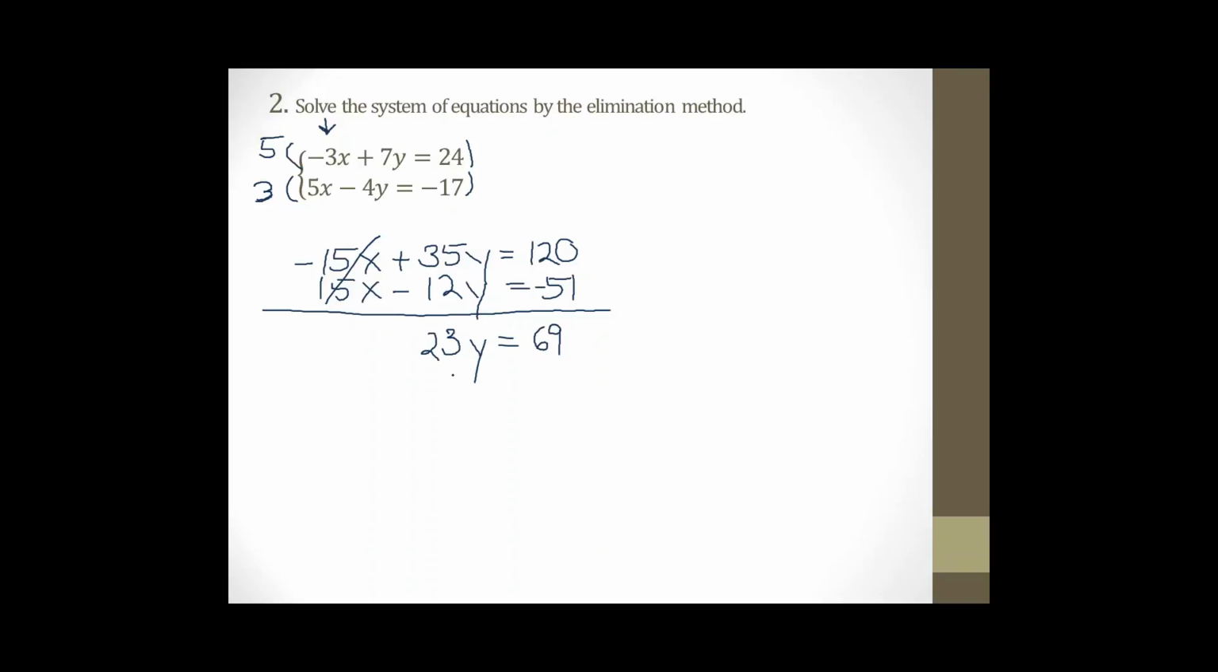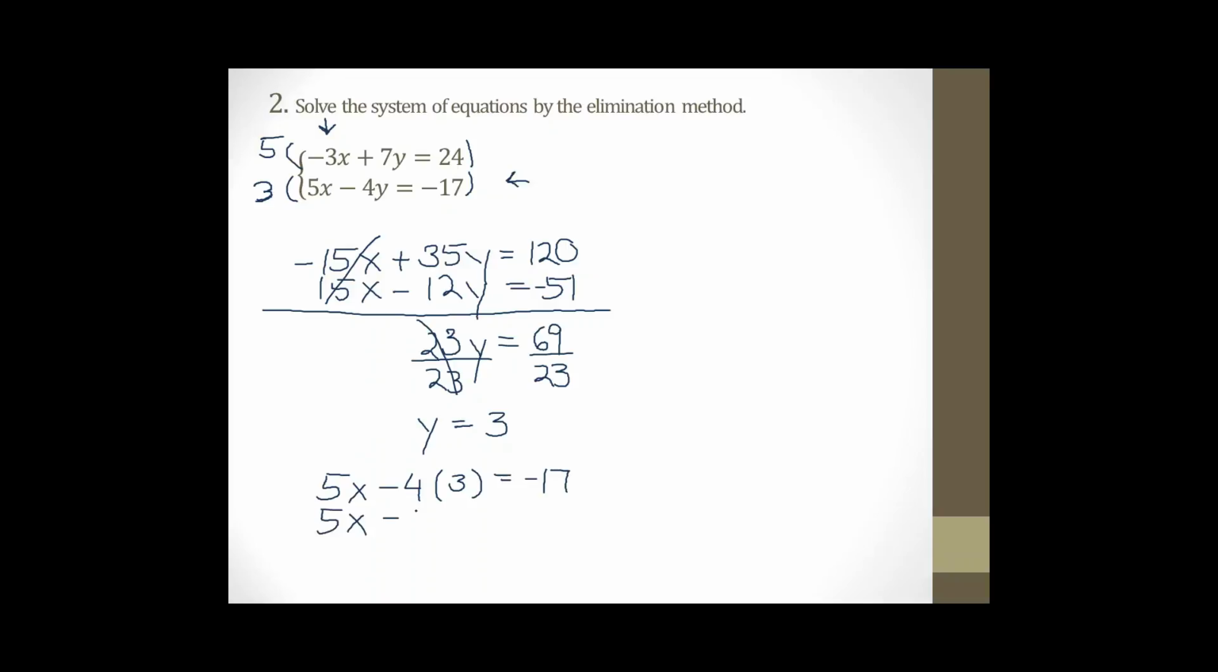Now the last step to get y by itself, we have to divide by 23 on both sides. 69 divided by 23 is 3. So we found our first value, which is y. Now we are going back and choosing either one of the original equations, and I'm going to pick the second one, but there's no right or wrong, so you could have also picked the first one. I'm going to plug in my y value to get my corresponding x value. So 5x minus 4 times 3 is equal to -17.